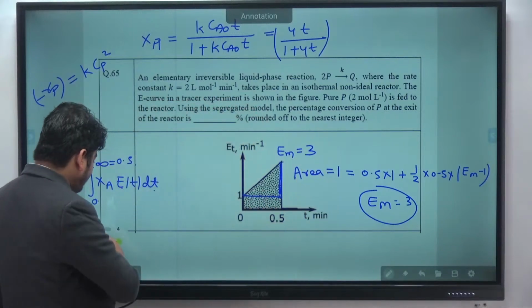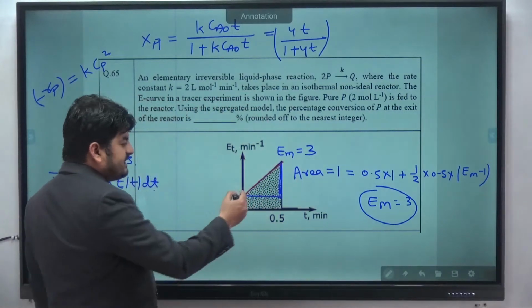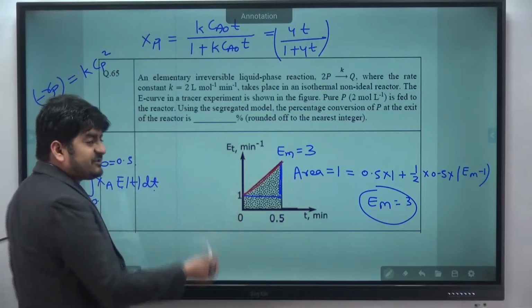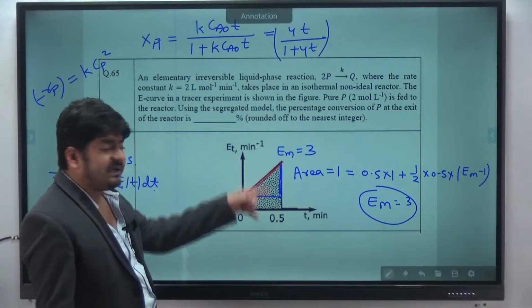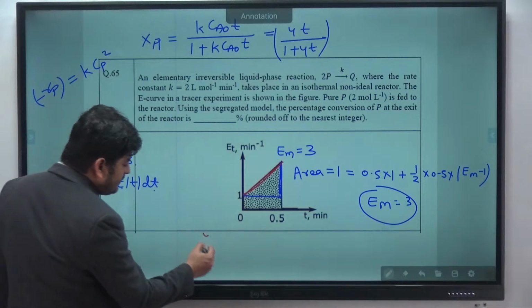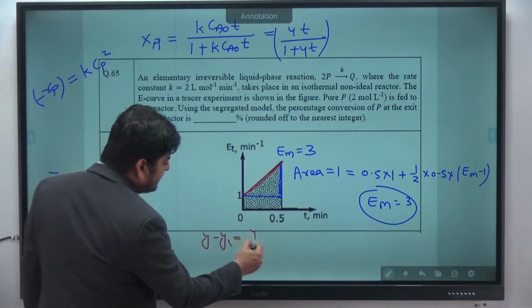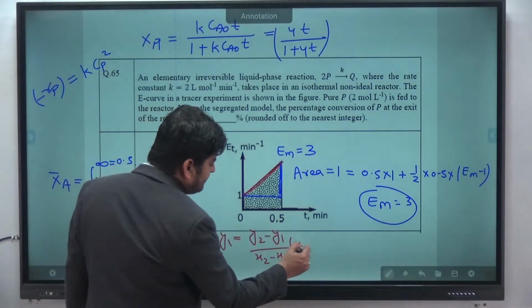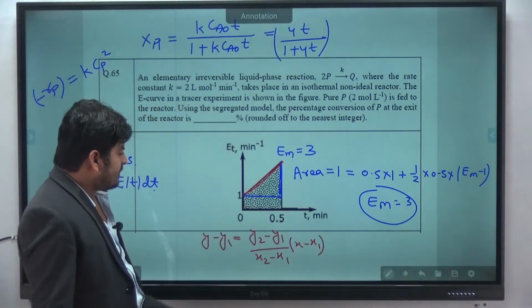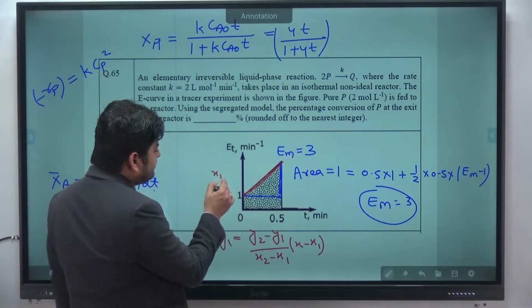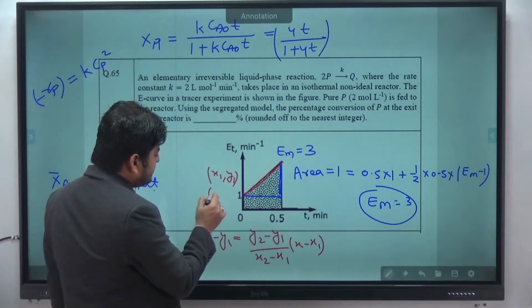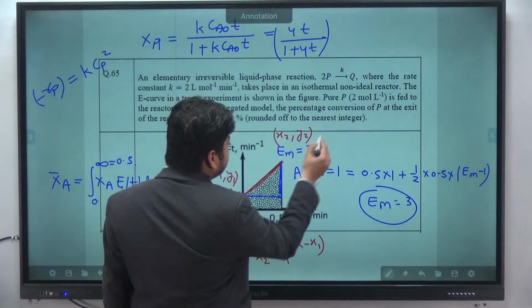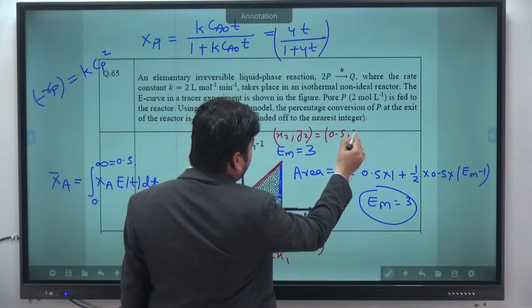Now if you look at this curve, this is a straight line equation with one constant slope. And for a straight line connecting 2 points, we know the equation can be calculated by this method. So here let's say this is x1 y1, which is 0 comma 1, and this is x2 y2, which is 0.5 comma 3.